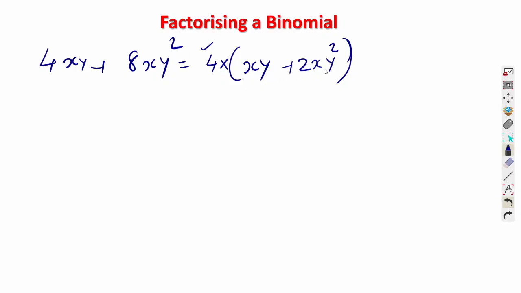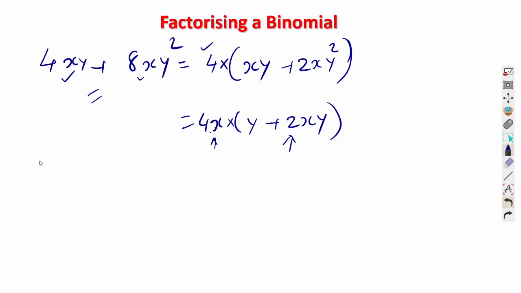Why can't you think about taking one more step? If I take 4x as one factor, the remaining factor will be y plus 2xy, because 4x into y is 4xy, 4x into 2xy square is 8xy. So these two, 1 and 2, are also factors of this expression. This way we can find out the factors of any expression.